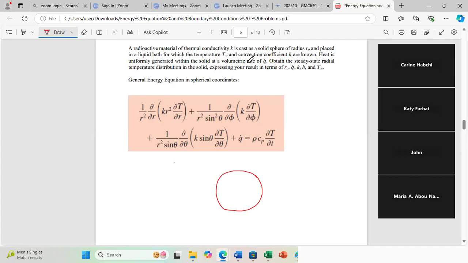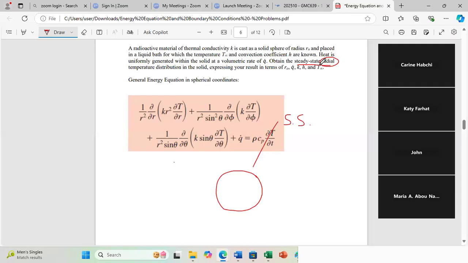So first, they said that we have a steady state case. Whenever we have a steady state case, then this term will cancel out, because of steady state. They also told us that we have only variation with the radius, and it's a 1D case, okay?